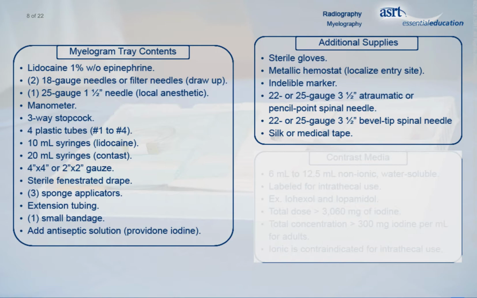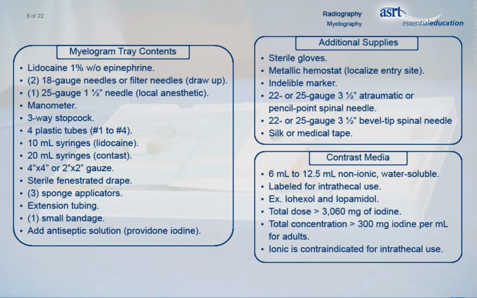Obese patients may require a longer needle. Optionally, silk or medical tape may be used to secure the gown to the patient. Lastly, the procedure requires 6 to 12.5 milliliters of non-ionic water-soluble contrast media specifically indicated for intrathecal use. Iohexol and iopamidol are approved for intrathecal injection.